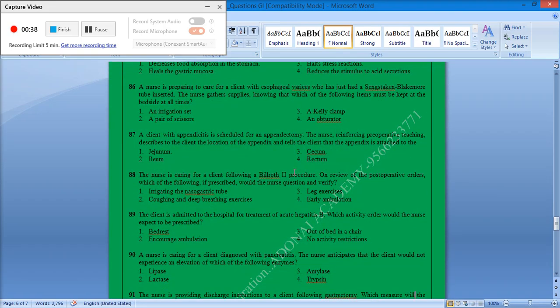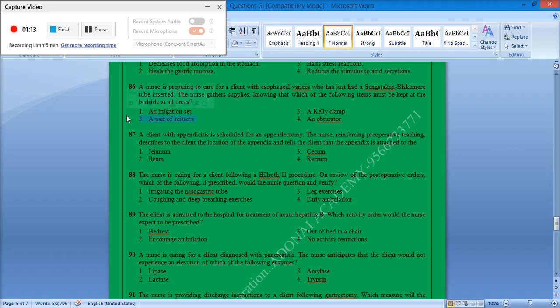86. A nurse is preparing to care for a client with esophageal varices who just had a Sengstaken-Blakemore tube inserted. The nurse gathers supplies knowing that which of the following items must be kept at the bedside at all times. 1. An irrigation set. 2. A pair of scissors. 3. A Kelly clamp. 4. An aspirator. The correct answer is 2. A pair of scissors.